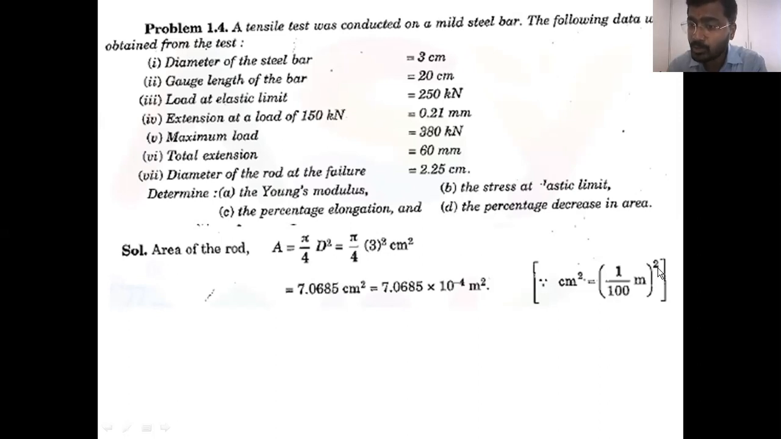So we have into square. If you do 2 into 2, we will be getting 4. So total we have 4. When this 100 comes up, it will become 10 to the power minus 4.